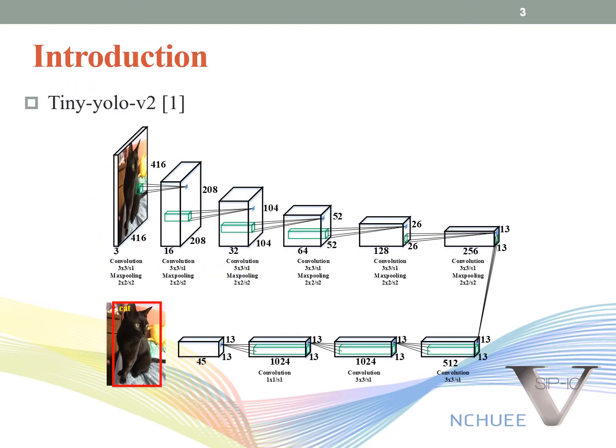The neural network we implement is tiny YOLO V2. The input is 416 by 416, and the three-dimensional output is obtained through multiple convolution operations and max pooling operations. In the post-processing method, the frame and the object type are marked. The operations of this architecture include convolution with stride 1 and kernel size 3 by 3 or 1 by 1, and max pooling with size 2 by 2 and stride 1 or 2.